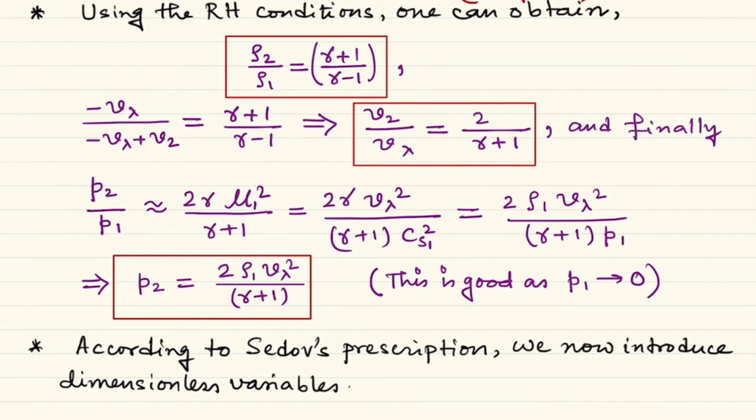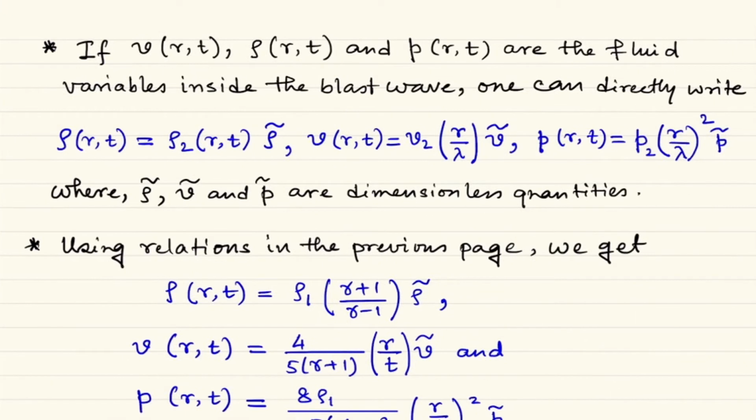Now we follow Sedov's prescription and we first introduce dimensionless variables. We are doing this because at the end we will try to see how long we can use the self-similarity conditions in order to analytically treat the whole problem. So finally we will try to solve the equations of dynamics. There is nothing new.